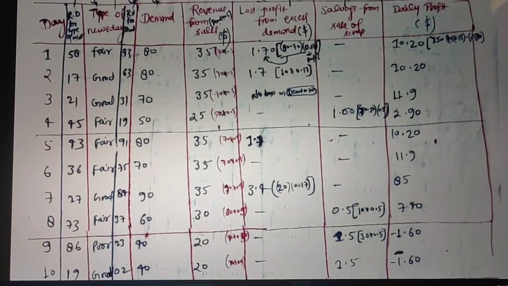So revenue we have to calculate, it can be calculated as demand into 0.05. So the demand is 70, and when we multiply it with 0.05 we will be left with 35 here, okay. And accordingly we have to now calculate lost profit from excess demand.